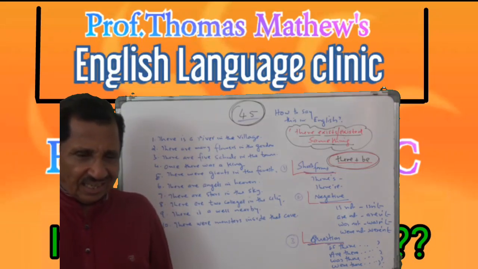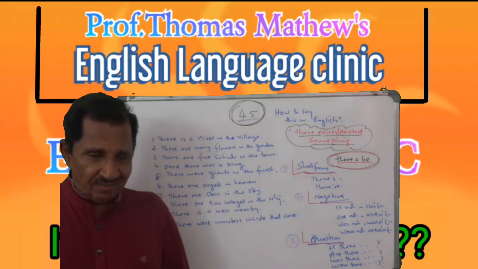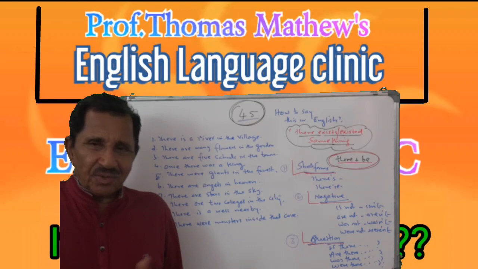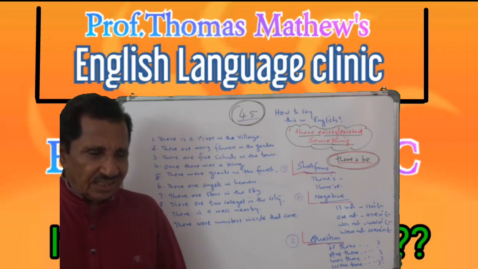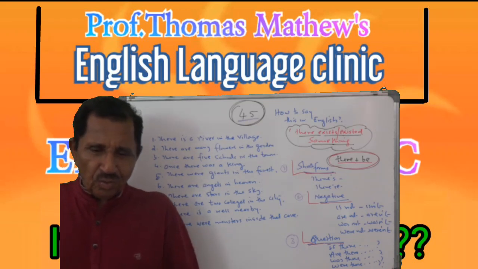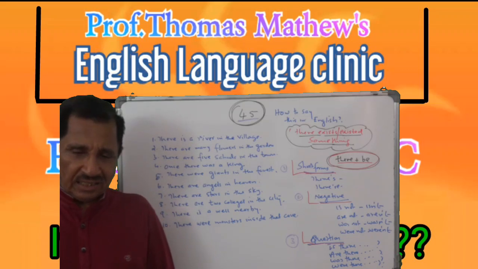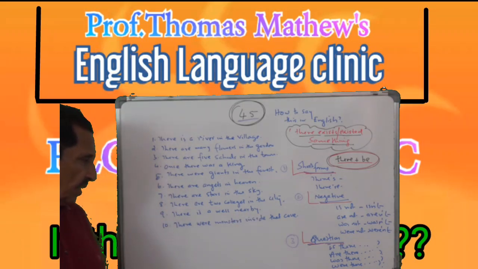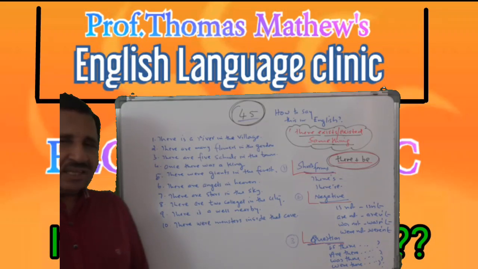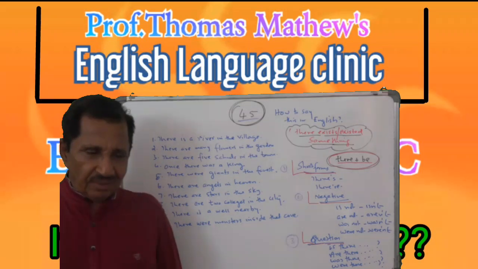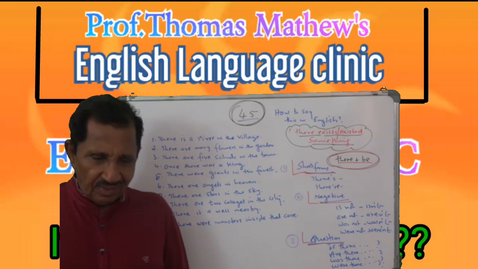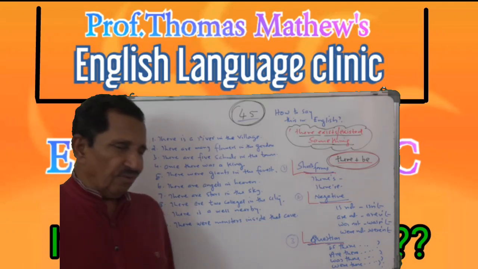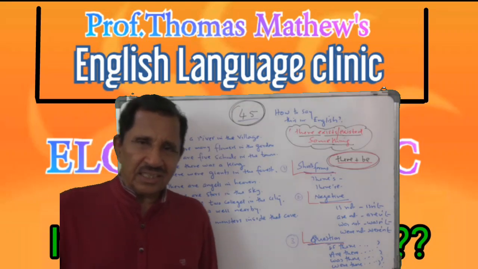7. There are stars in the sky. 8. These are just examples. You can make as many sentences as you want. There are 2 colleges in the city. 9. There is a well nearby. And 10. There were monsters inside that cave.